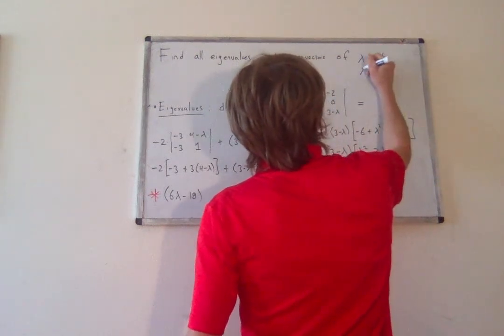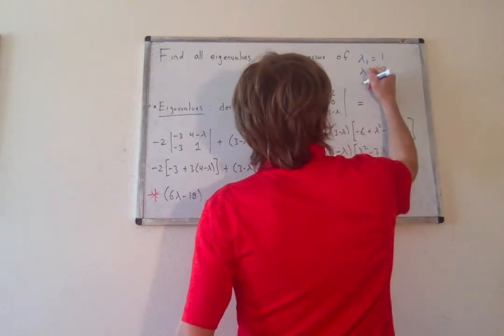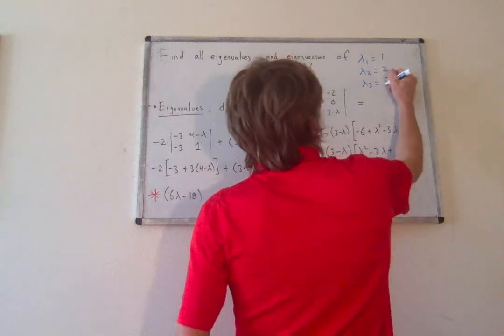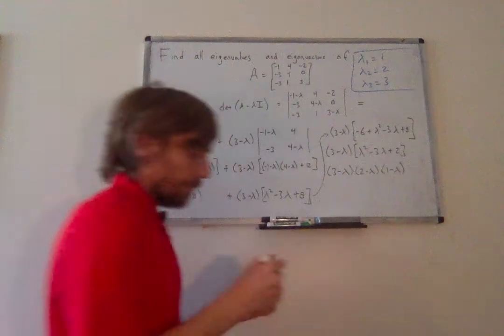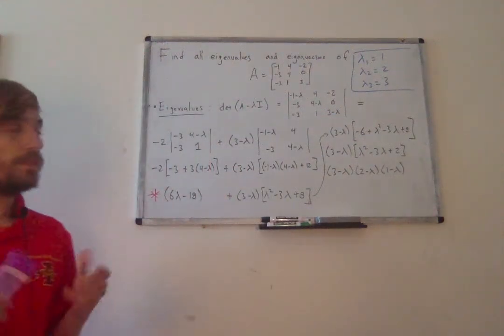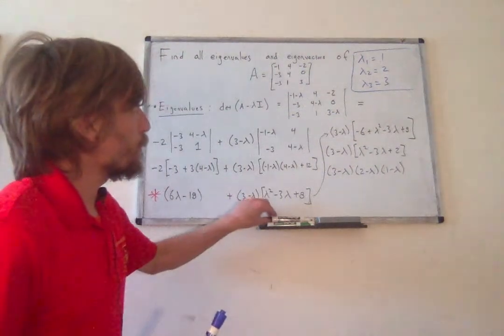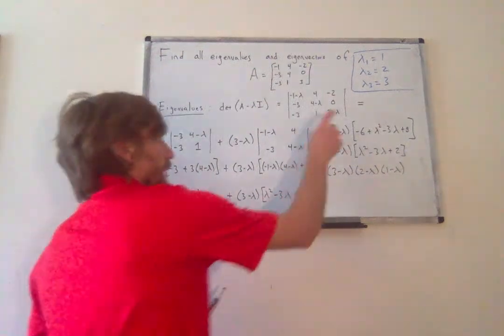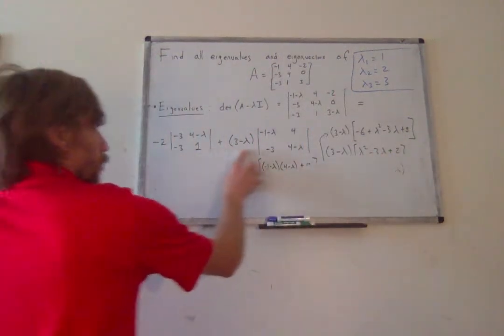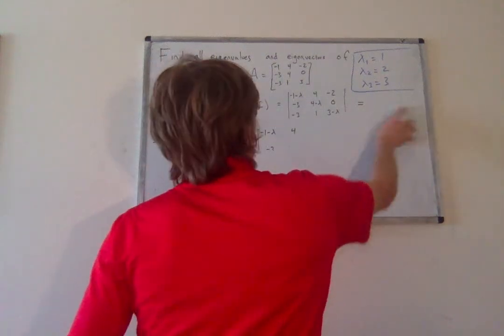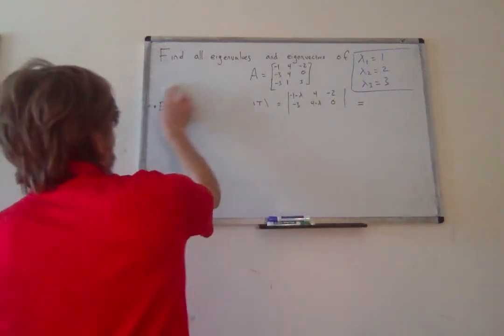Lambda 1 is equal to 1, lambda 2 is equal to 2, and lambda 3 is equal to 3 are the 3 eigenvalues of A. So now we want to find the eigenvectors. And so certainly each eigenvalue should have one eigenvector corresponding to it, at least one.